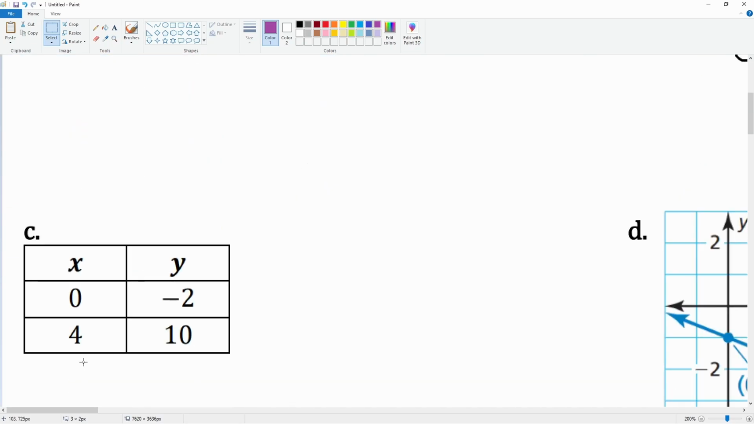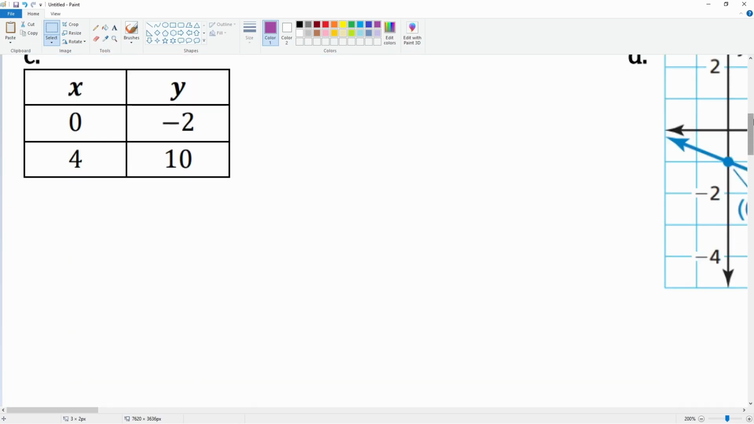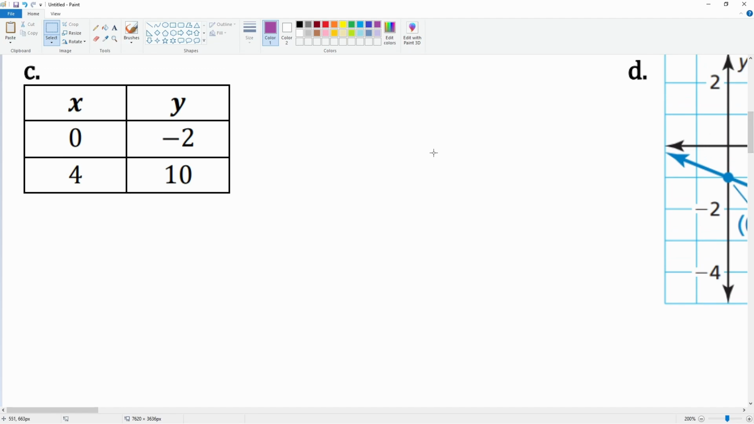All right. For C, here we have a table of values, and we need to write y equals mx plus b. So we need a slope and a y-intercept. So let's find the change here. This arrow represents the change. From negative 2 to 10, we're adding 12. Then from 0 to 4, we are adding 4.